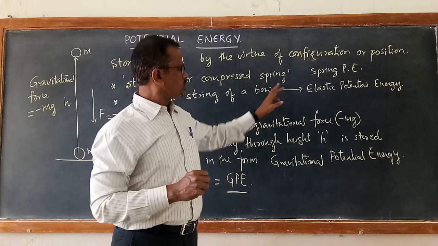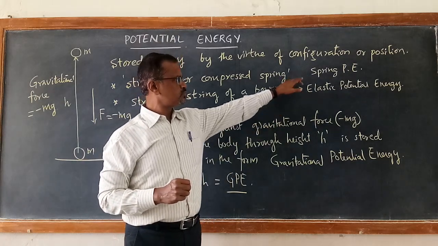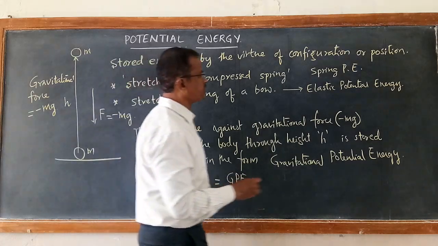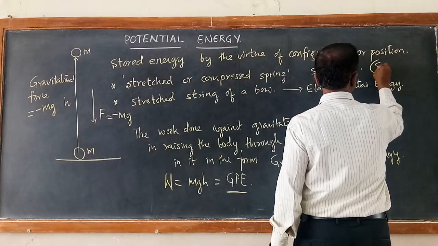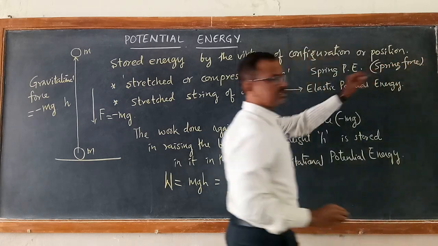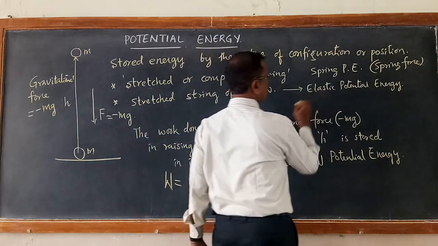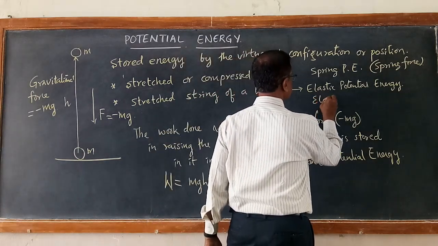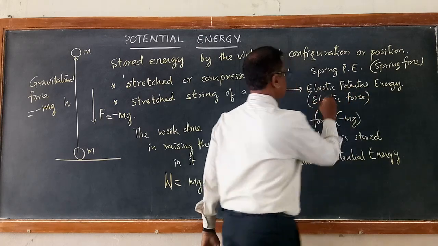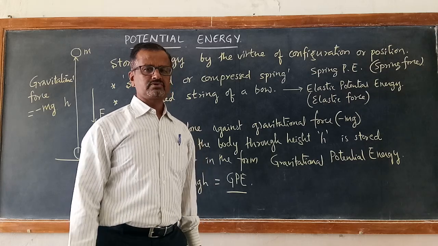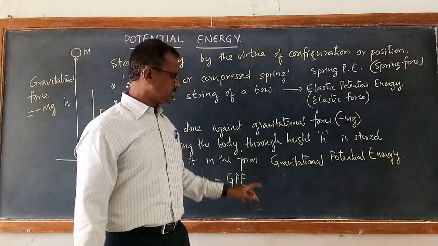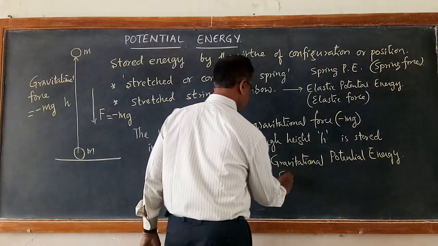Now, here elastic force is there, spring force is there, and in this case gravitational force is there. So you need to identify the forces. What are the forces here? Spring force: work is done against spring force, and here work is done against elasticity, the elastic force. That's what we are going to learn later, one by one in detail. Here work is done against gravitational force.